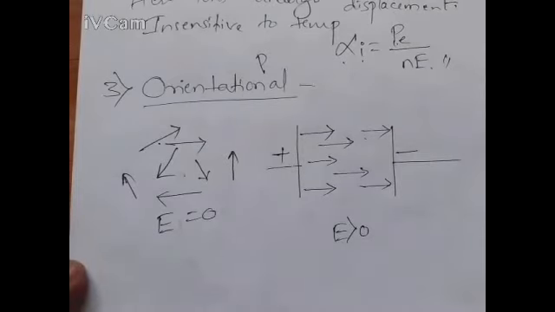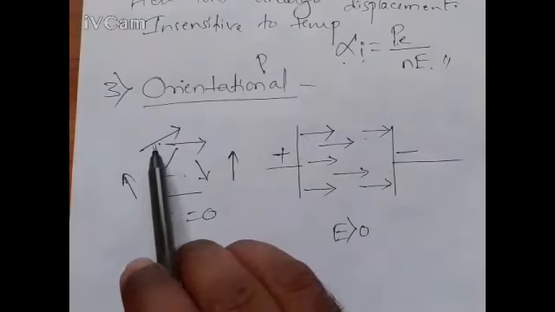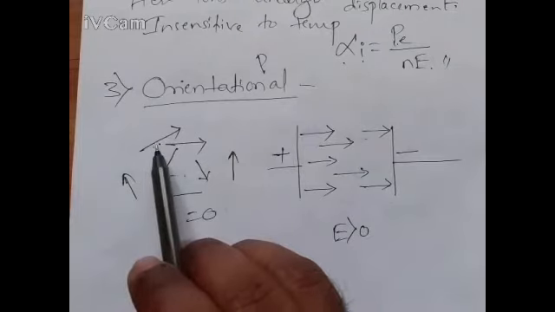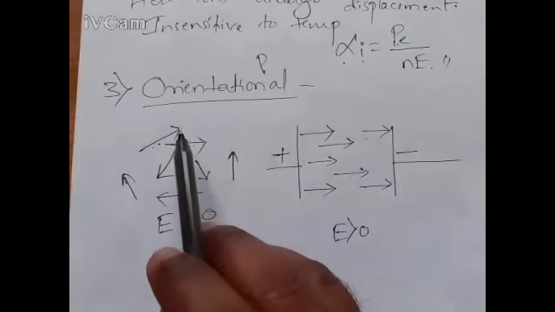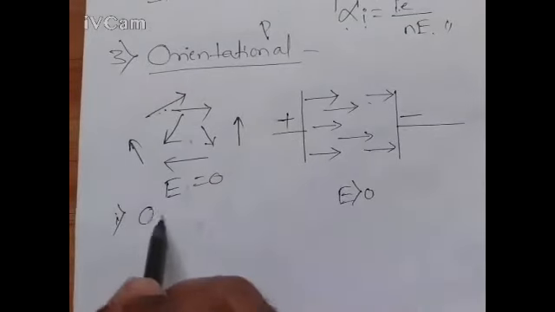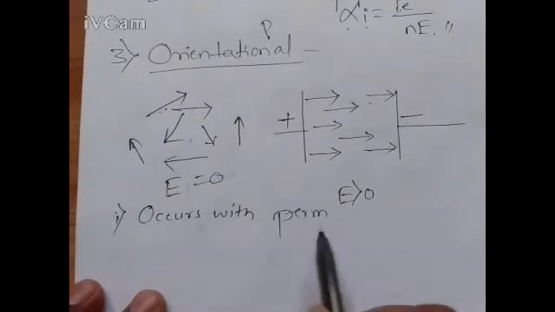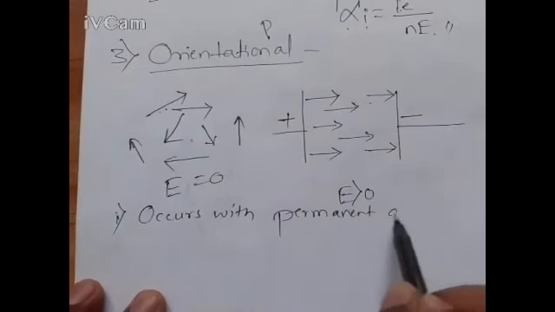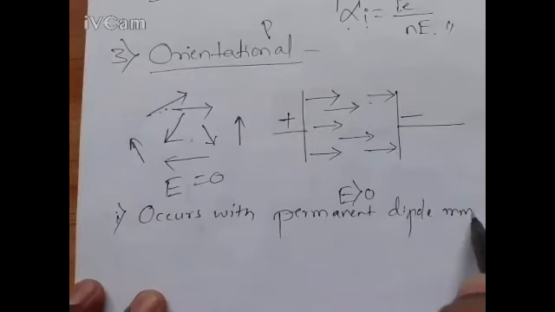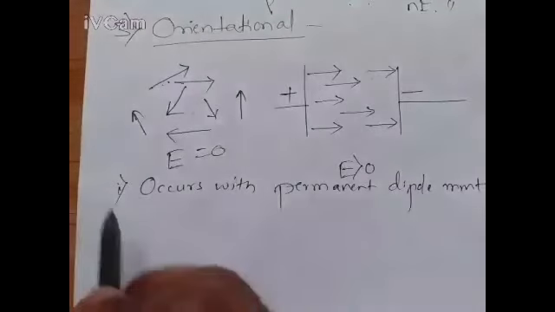So what happens here? It occurs with the permanent dipole moment. This indicates the molecule already has a dipole moment. The materials which have the permanent dipole moment, with those only the orientational polarization is going to happen. The point should be it occurs with the permanent dipole moment, and the randomly aligned molecules are oriented.